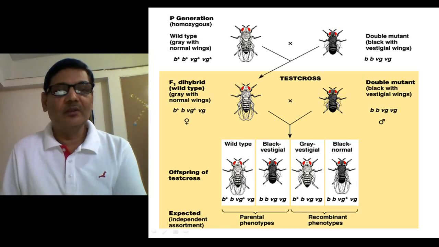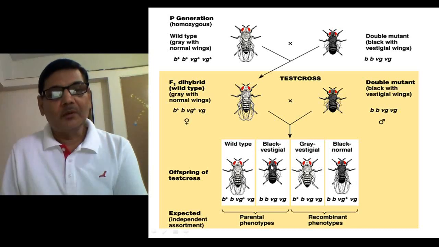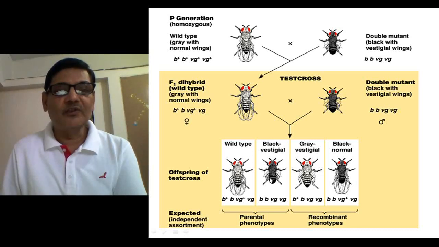That is, flies with normal phenotypes. There will be males and females having normal phenotype, that is normal body color and normal wing structure. Then you will have flies which will be totally mutant, males and females, which will have a black body color and vestigial wing. So these flies will be there, and you can call them parental flies because you started with such parents. They show their phenotype exactly similar to their parents.